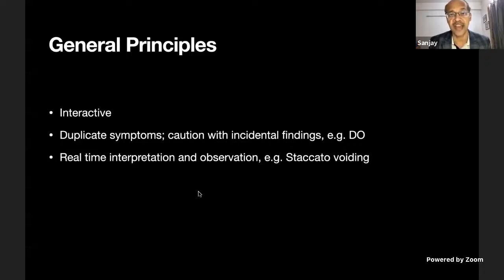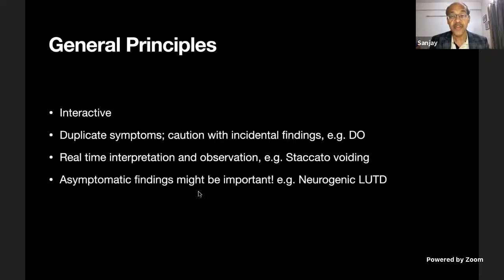For instance, if there is staccato voiding, where you get a kind of intermittent flow, you need to see, was there some other reason why it happened? Is it truly dysfunctional voiding or something else? Sometimes asymptomatic findings might be crucially important, and this is very true for neurogenic lower tract dysfunction patients, where storage abnormalities and so on may be very important, even if they're not symptomatic.